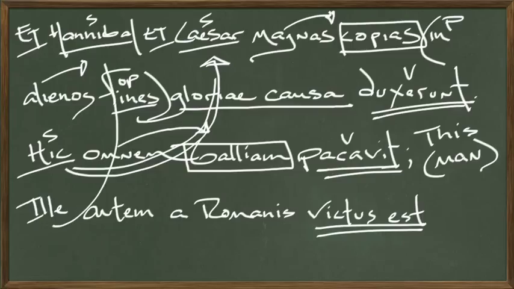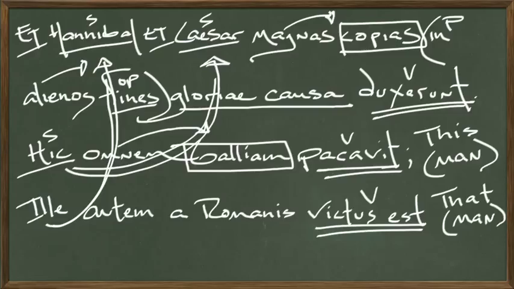But that guy, Hannibal, a Romanis victus est. Of course, they leave a lot of the story off. That man, so we're going to translate ille here as that. This man conquered all of Gaul, but that man was conquered. This is passive right here. This is the problem verb, victus est. That man was conquered by the Romans.